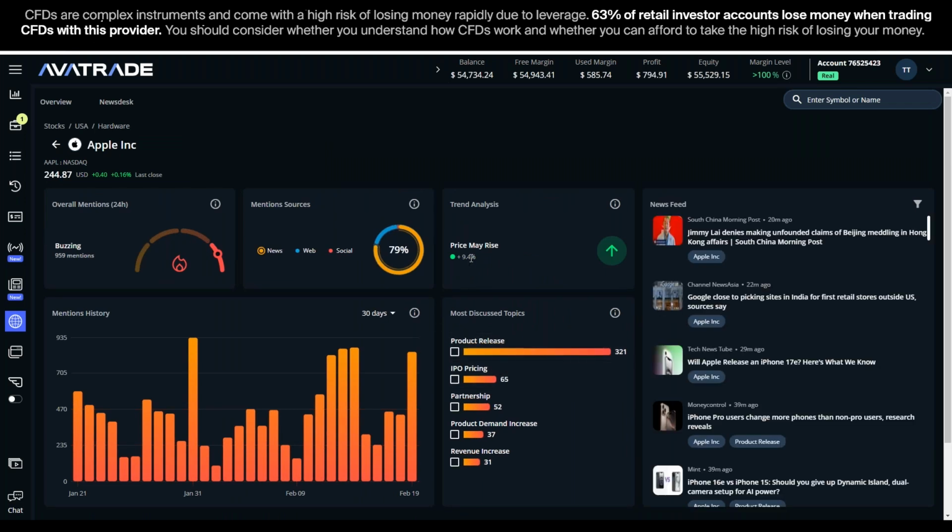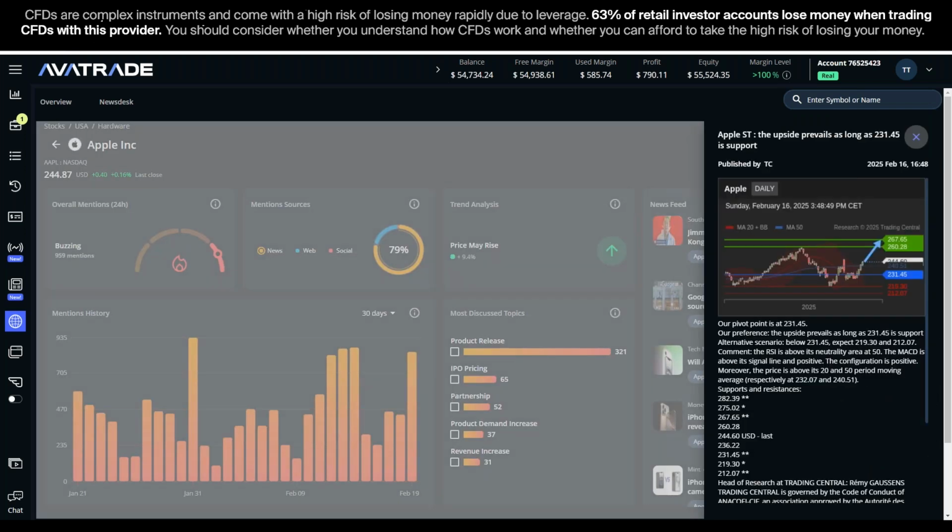So first of all, what jumps out to me is the prediction is that Apple might rise almost 10%. Okay, price may rise 9.4%. If you want to know the technical analysis behind that, just click and you get a breakdown of the price point of where you might take profit, where the support level is below.